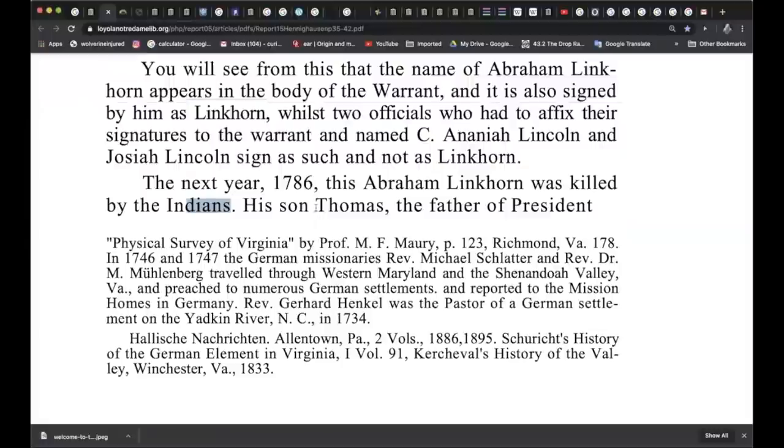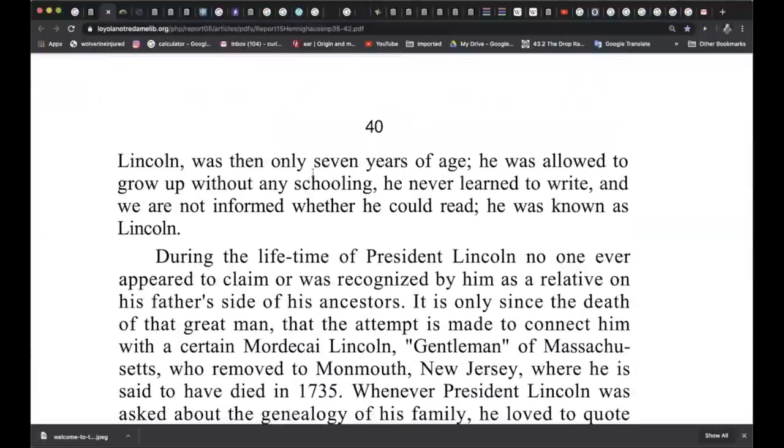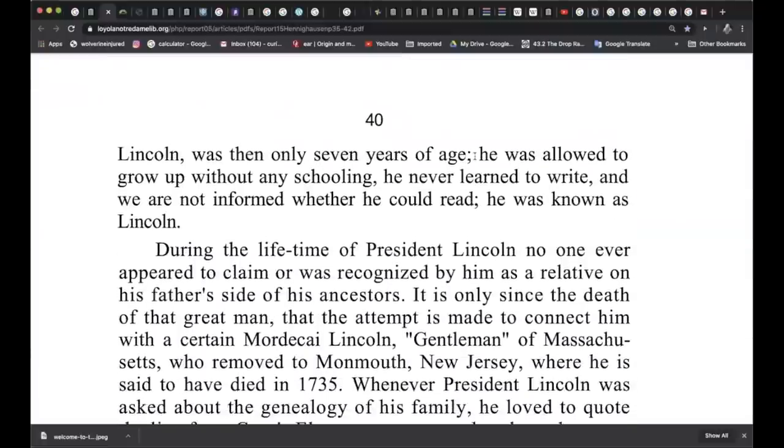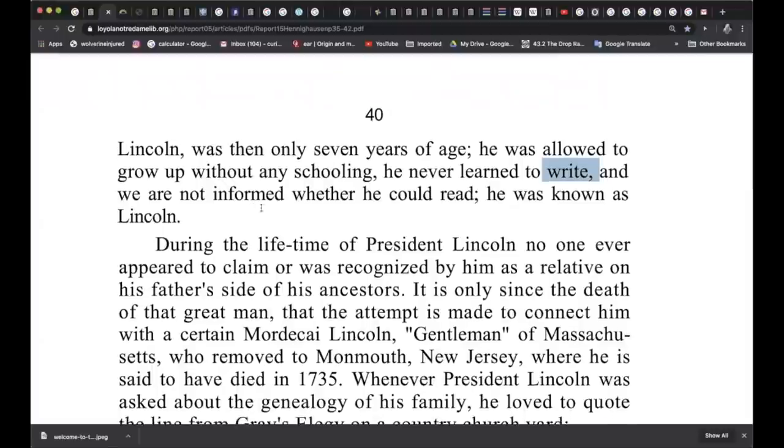His son Thomas, all right, this is Abraham Lincoln's dad, Thomas, the father of President Lincoln, was then only 7 years of age. He was allowed to grow up with no schooling. Remember, he was an escaped runaway indentured servant to his dad. So he grew up without schooling. That would make sense if he's an indentured servant. He never learned to write, and we are not informed whether he could read.